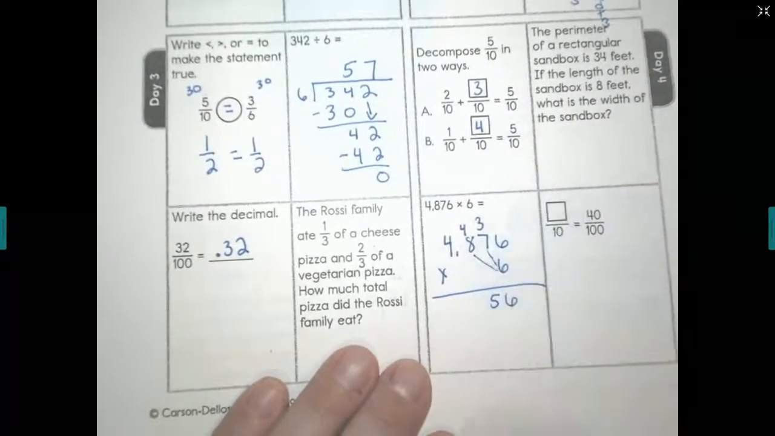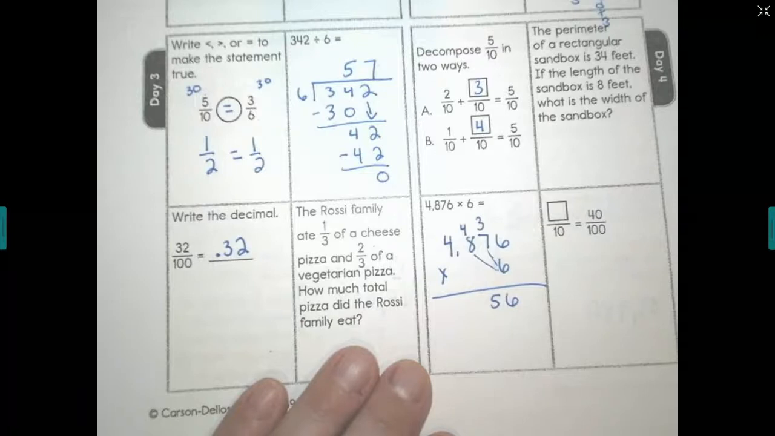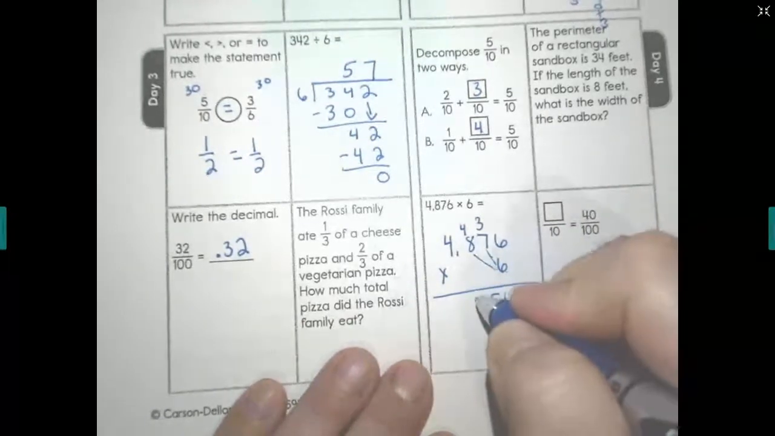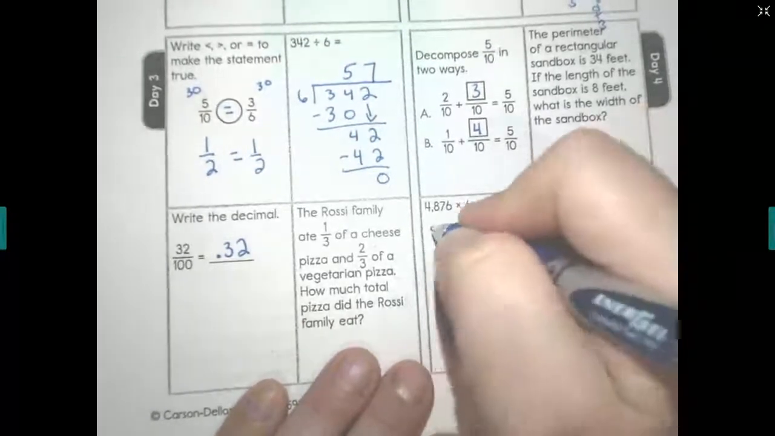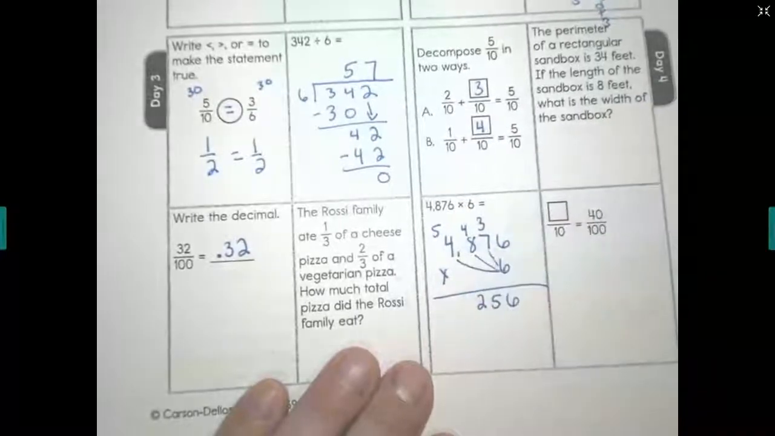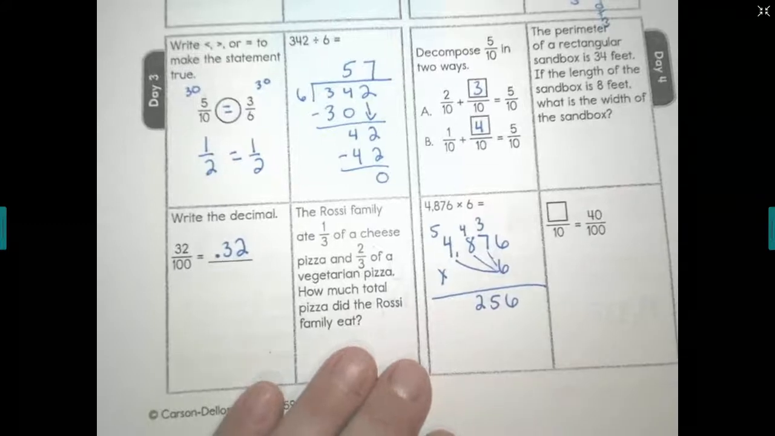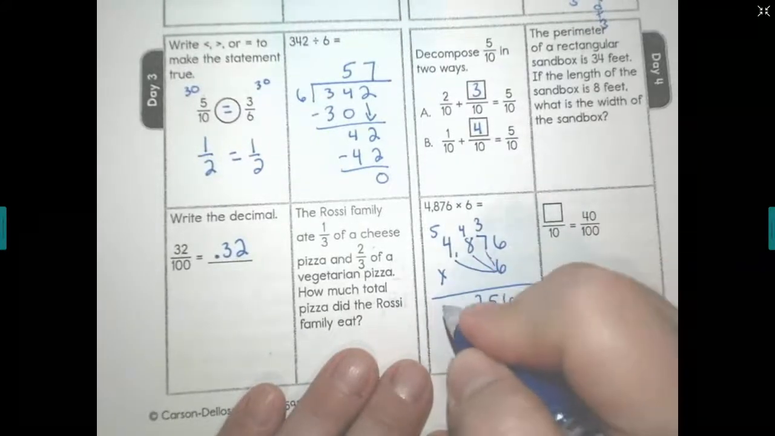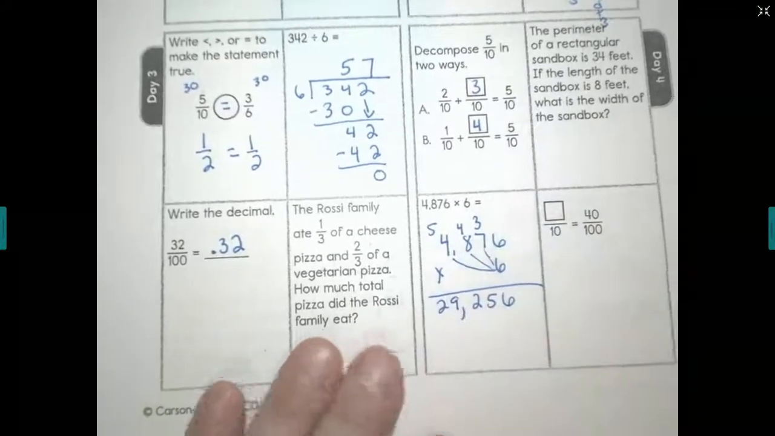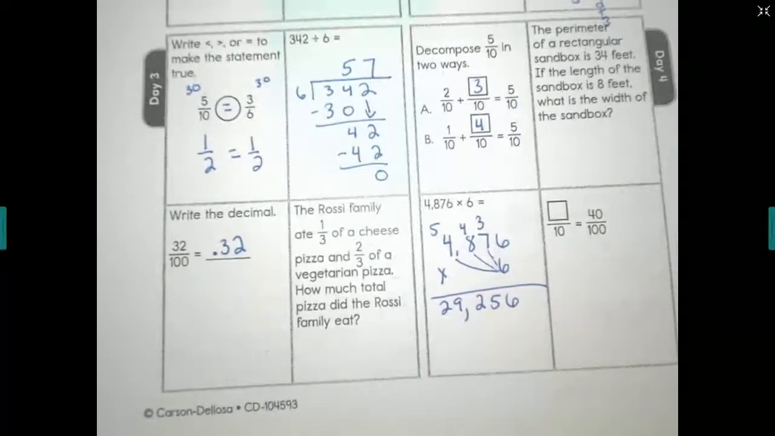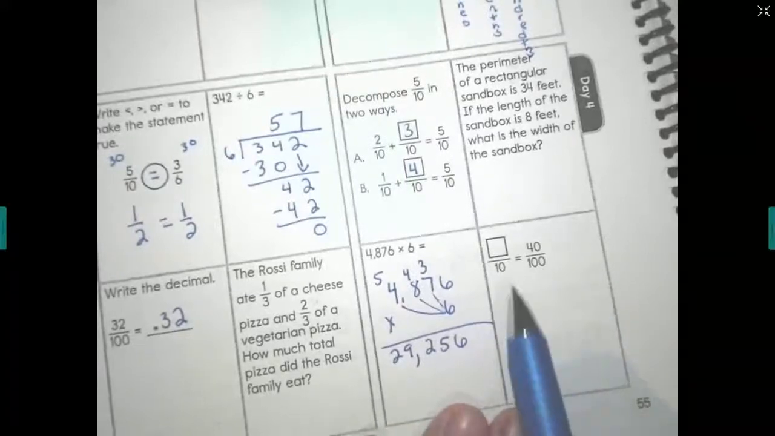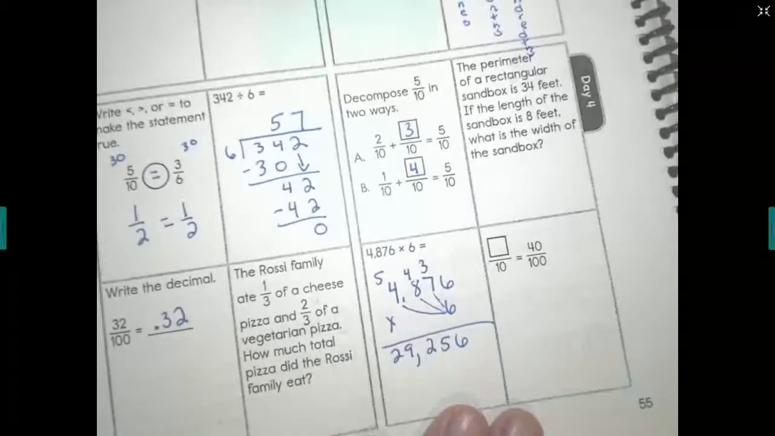6 times 8 is 48. Plus 4 is 52. So 2, carry your 5. And then 6 times 4 is 24. Plus your 5 is 29. So you should have gotten 29,256. All right, so 40 over 100 equals how many tenths?